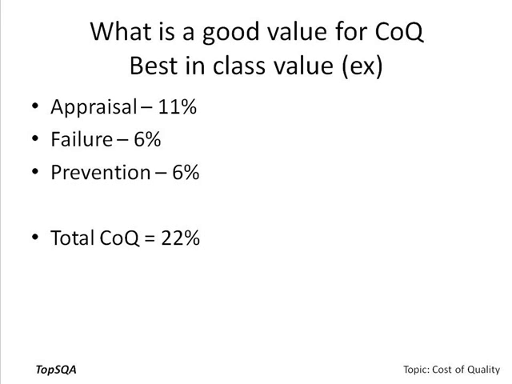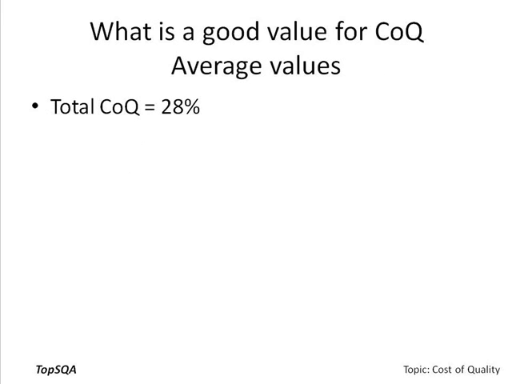Now McKinsey published a benchmark which says that a good COQ, which is the best in class COQ, and best in class, remember, is like the top 5 percentile, is about 22%. That's a phenomenally low COQ, and that's distributed as appraisal about 11%, failure 6%, and prevention 6%. Now again, this is the top 5 percentile. Not many projects hit this number, but this should be the aim. This is like the platinum standard in cost of quality.